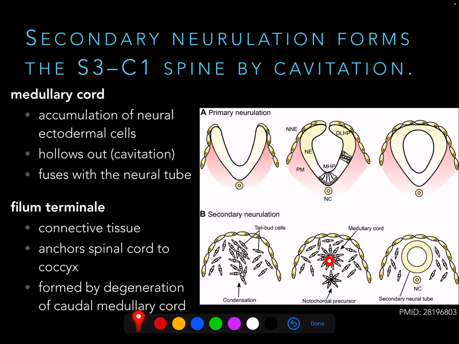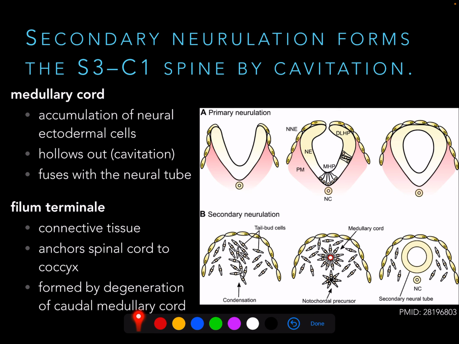So we make a rod, and then it grows outward in a process called cavitation to make a tube, which has a cavity in it, hence the name cavitation. Then it fuses with the neural tube made in primary neurulation. Bing, bang, boom, you got yourself a central nervous system.